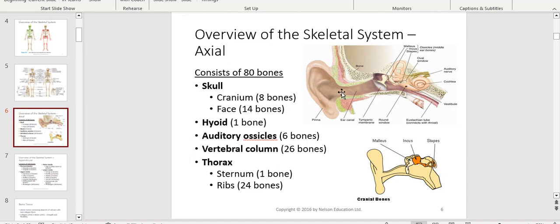Overview of the skeleton. Axial consists of about 80 bones. The skull, cranial, 8 bones. The face, 14 bones. There's the hyoid bone, okay?